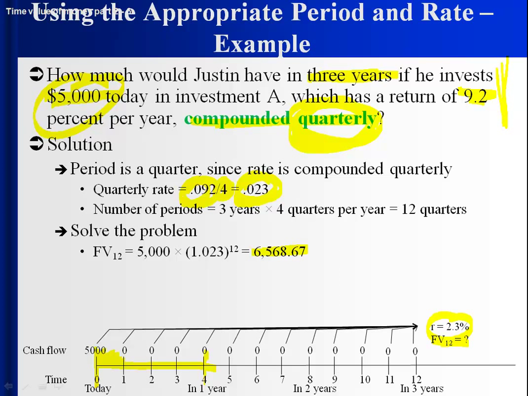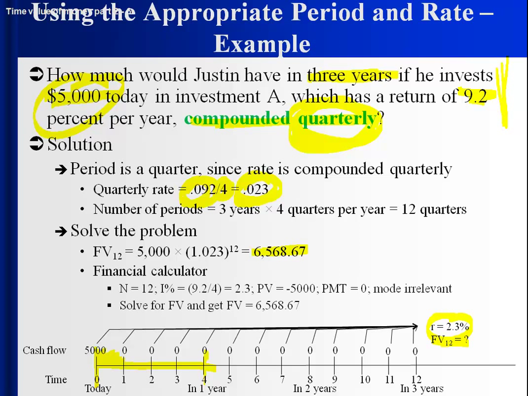So again, this problem is the same as how much would he have in 12 quarters if he invests 5,000 today, and it has a return of 2.3% per quarter. And if you did it in the financial calculator, in 12 periods, at a rate of 2.3, put in 5,000, you'd wind up with $6,568.67.